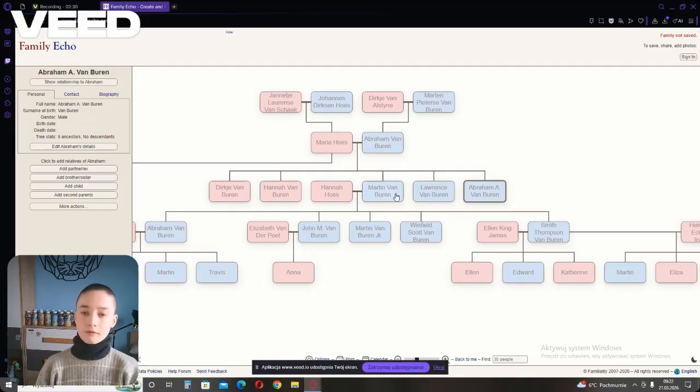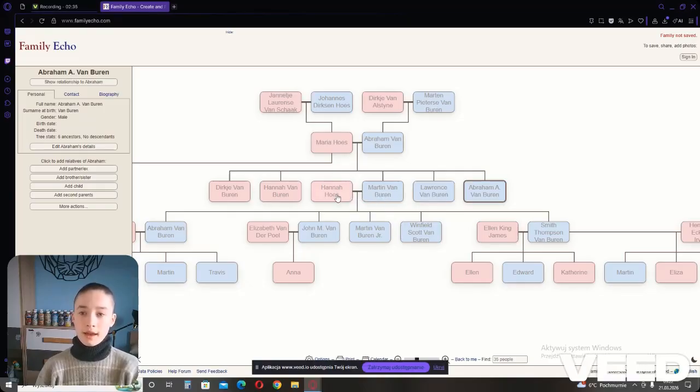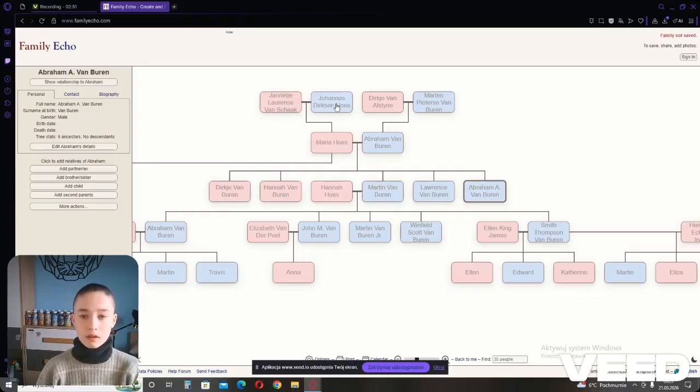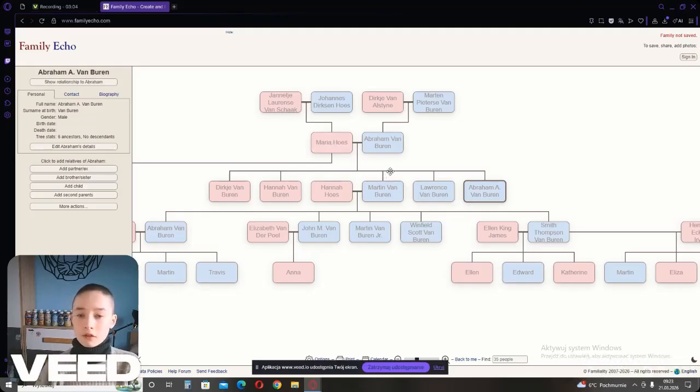Anyways, Martin Van Buren married his first cousin once removed, Hannah Hose, and they had the same ancestor. So basically, they had the same grandfather or great-grandfather, something like that. Maybe that was his grandfather and her great-grandfather, or maybe vice versa. Maybe her grandfather was his great-grandfather, but they're the same age.